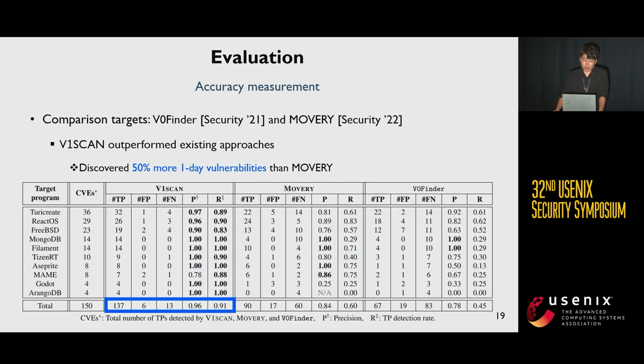When we apply V1SCAN and 2 state-of-the-art existing one-day vulnerability discovery approaches to the selected 10 target programs, we confirm that V1SCAN outperformed existing approaches by discovering 50% more one-day vulnerabilities than the state-of-the-art approaches. V1SCAN could detect 137 true positives, true vulnerabilities, whereas the existing approaches detect at most 90 vulnerabilities with many false positives.